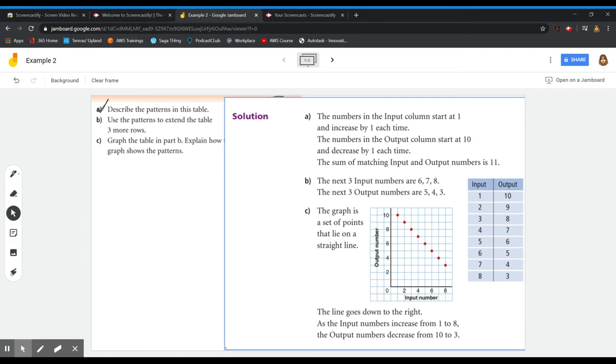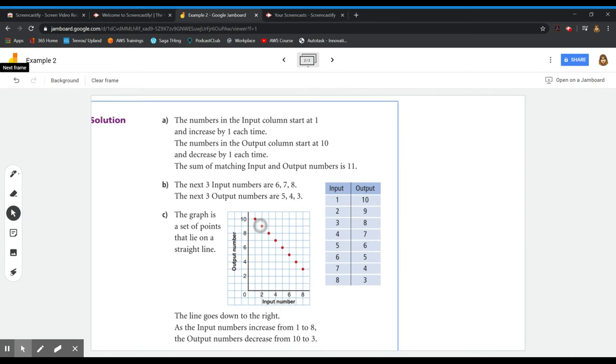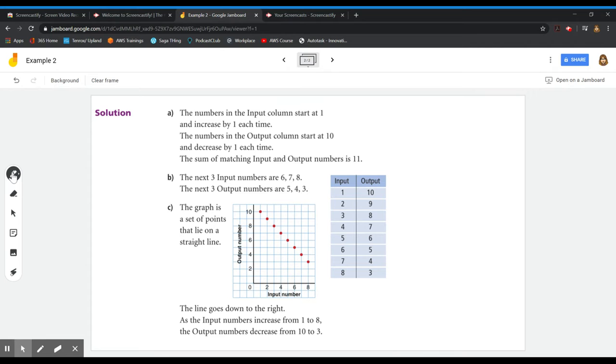And again, using our knowledge about how input and output tables are represented in a graph, we're going to go to the next page. Again, remembering that our input is the X and our output is the Y. So again, our X is here and our Y is here. The graph is a set of points that lie on a straight line.